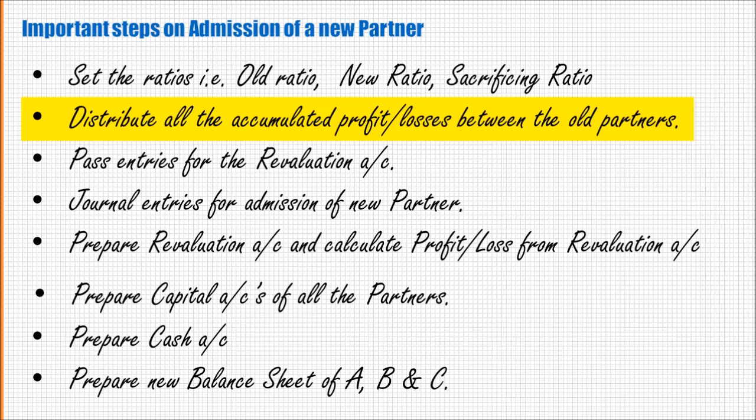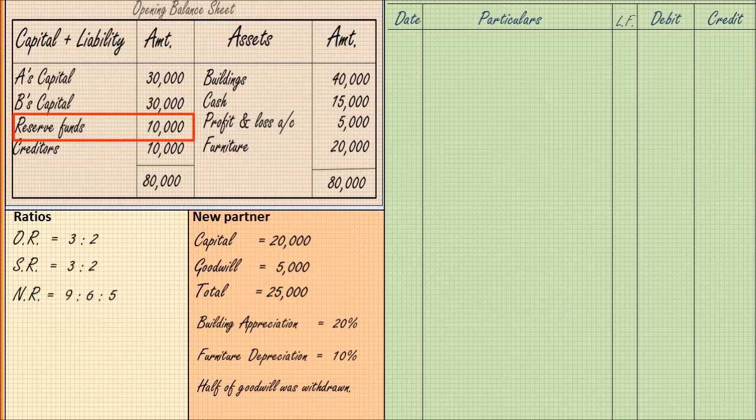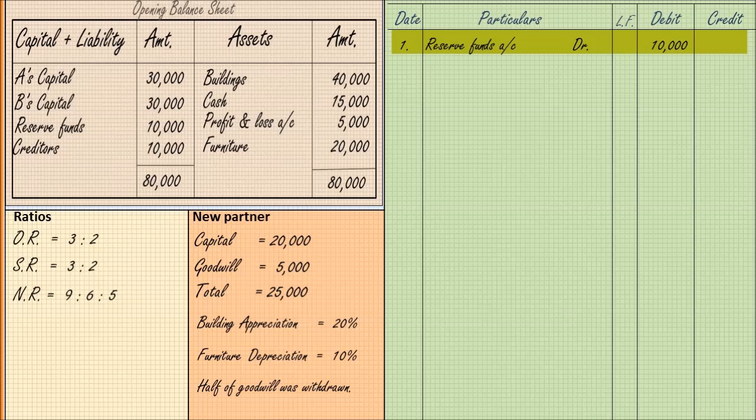So first of all, distribute all the accumulated profits. Is there any accumulated profit on the liability side? Yes, reserve fund 10,000. So the journal entry will be reserve fund account debit rupees 10,000 to A's capital, to B's capital. That will be 6,000 and 4,000.